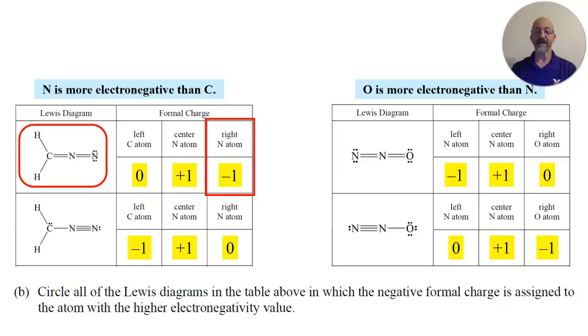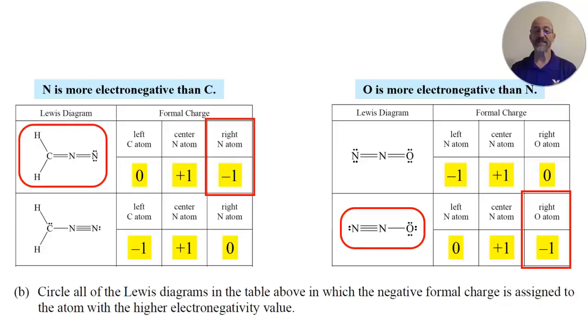Now for that next set, I'm comparing oxygen with nitrogen. So the preferred formal charge of -1 would be on oxygen, which is more electronegative than nitrogen, so that makes this Lewis diagram more preferred. So now that we have circled the Lewis diagrams in which the negative formal charge is assigned to the atom with the higher electronegativity value, that is the answer to question 6.